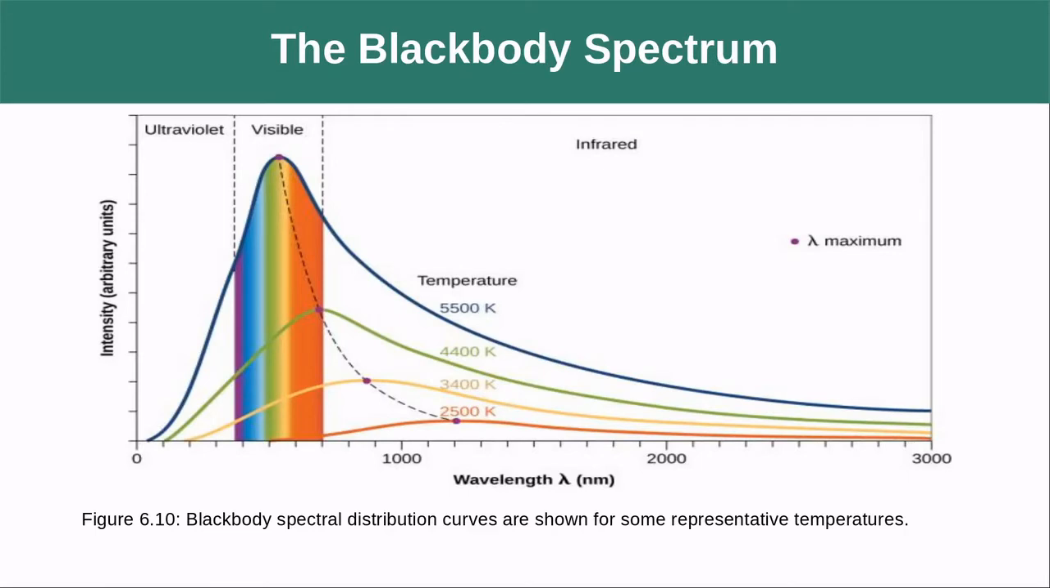So let's see if we can picture this. What we can see here is that as the temperature of a black body goes up, the lambda max, where you're seeing the highest intensity of radiation, gets to be shorter and shorter wavelengths, and it gets to be more and more intense, right? Here it's producing visible light, here it's producing ultraviolet light, and here it's producing infrared light.